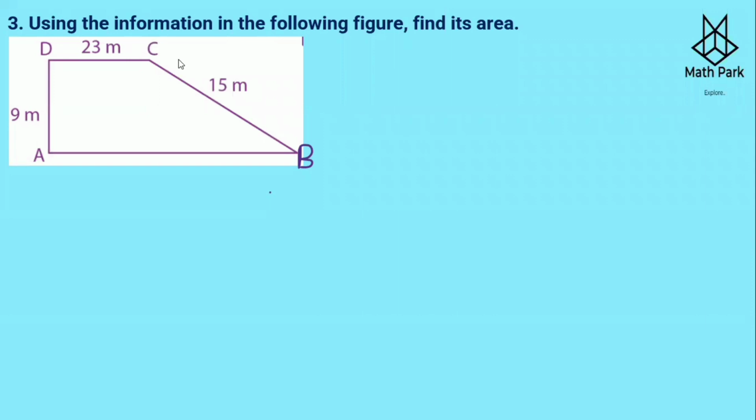Using the information in the following figure, find its area. So what we will do is drop a perpendicular from C.